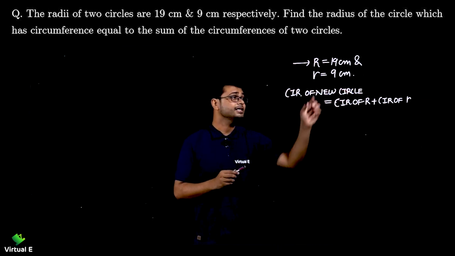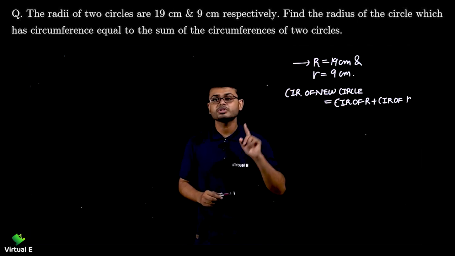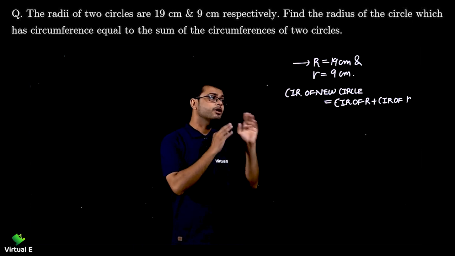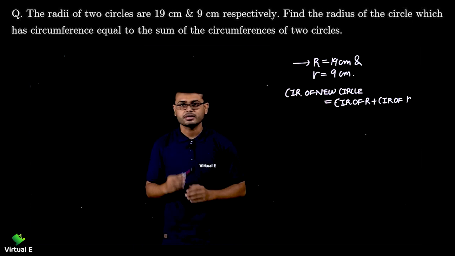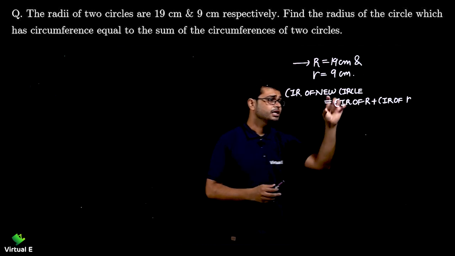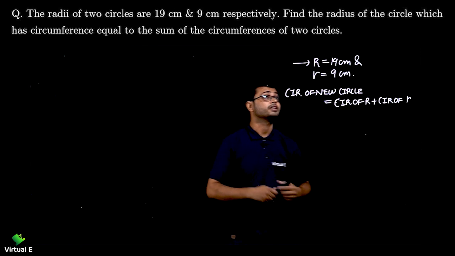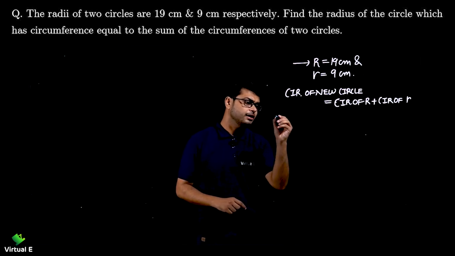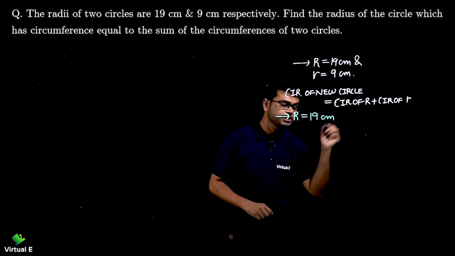So after getting these two circumferences, we will add and we will get one more circumference, and from that circumference we need to find the radius of the circle. So first of all, we need each circumference, right? So let's start finding the circumference. First of all, let's start with the capital R. So capital R is equal to 19 centimeter.